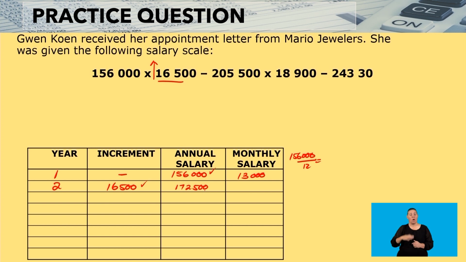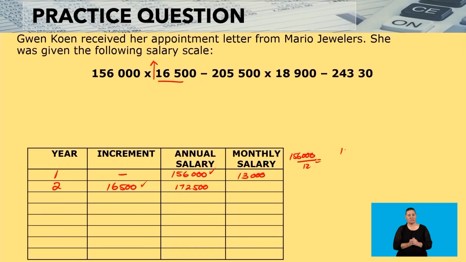172,500. I want you to grab your calculator. Help me to calculate how much is the monthly salary. How will she get that? She will say 172,500. Divide that by 12. That will give you 14,375.